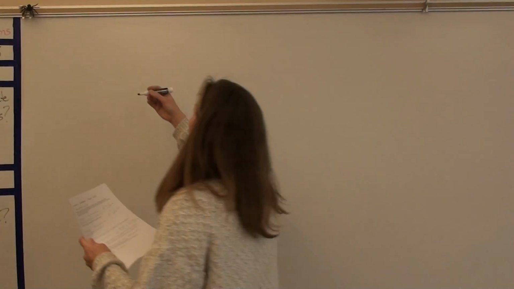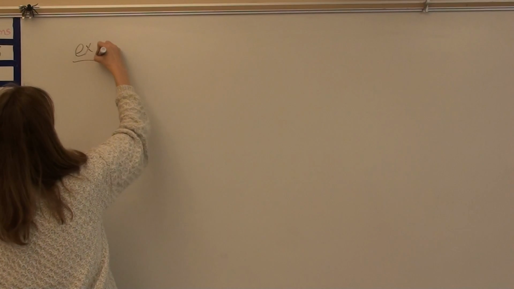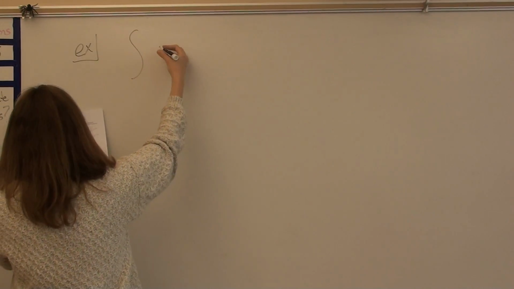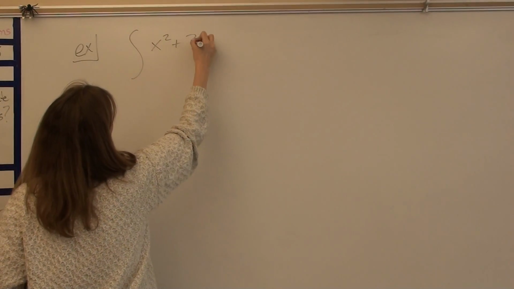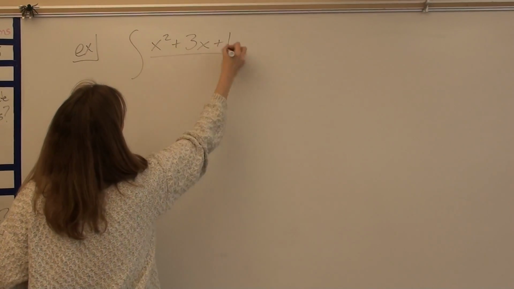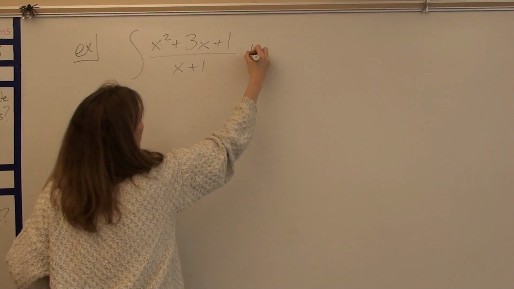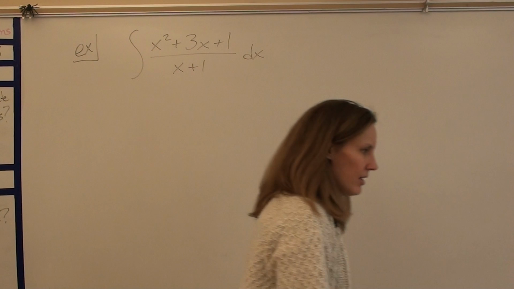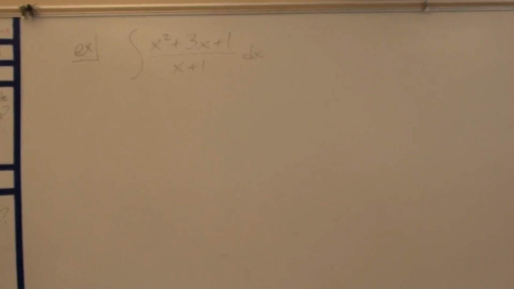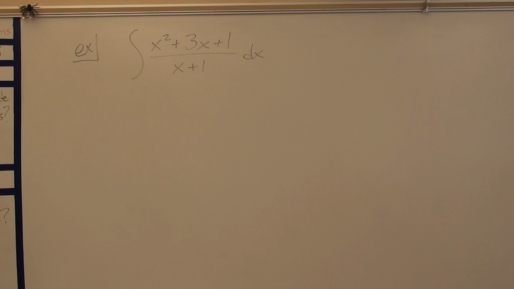It's like 99%. All right, suppose we get an integral that looks like this. So we have the integral of x squared plus 3x plus 1 over x plus 1. Now, if this was just over x, this would be easy. We just divide every term by x, right? And then we'd move on with the integral. But the problem is it's not over x, it's over the quantity x plus 1.